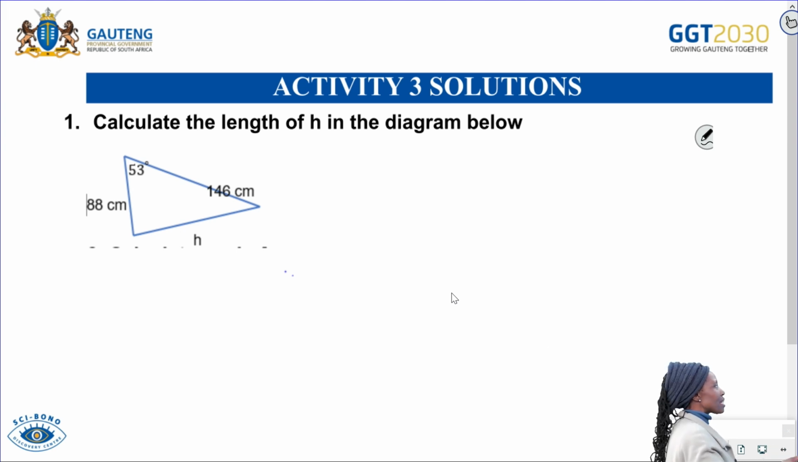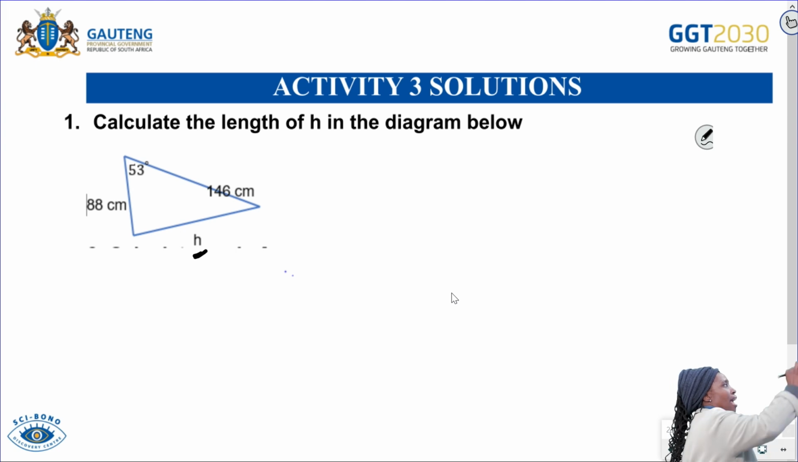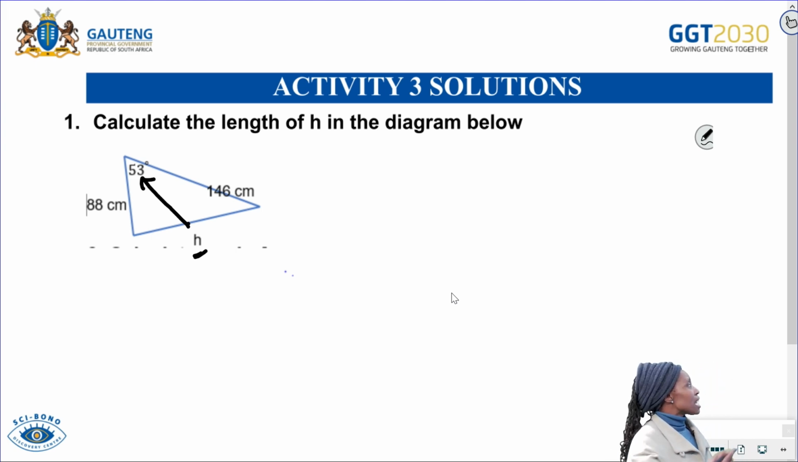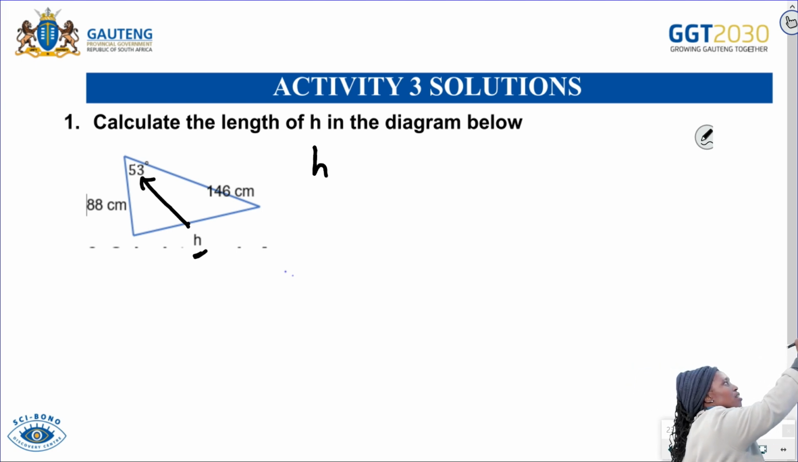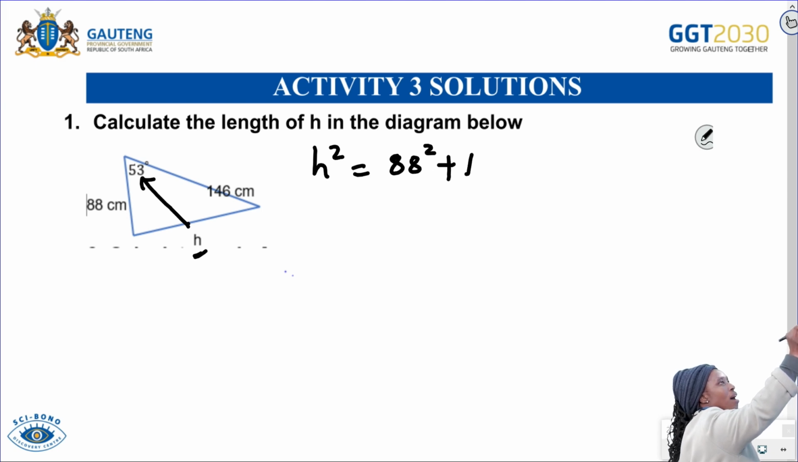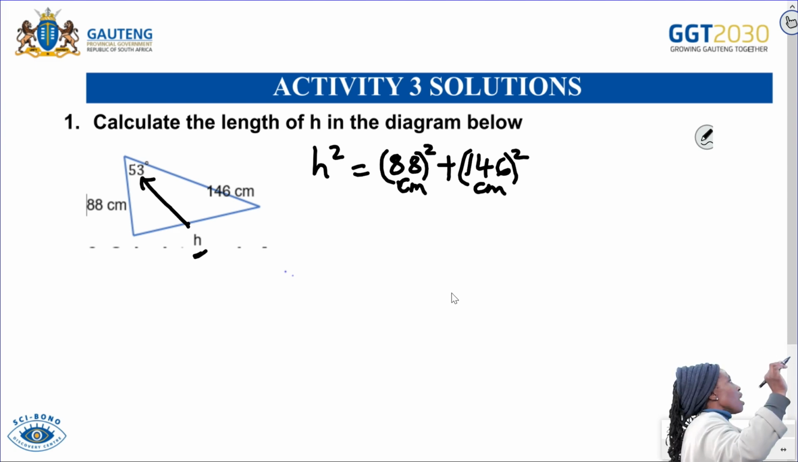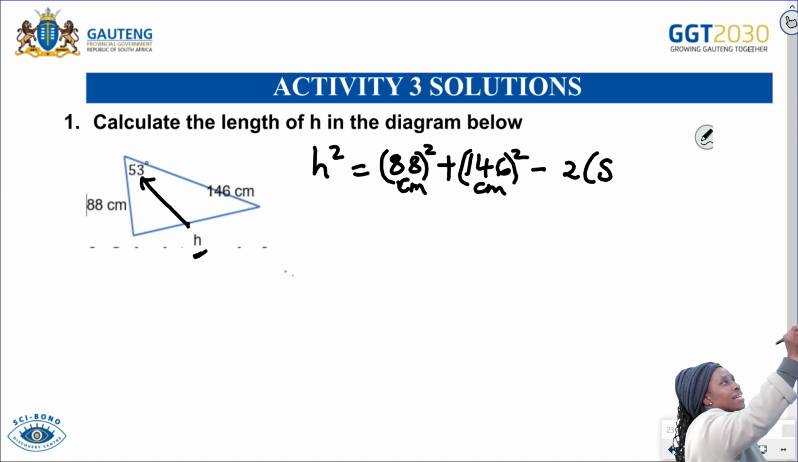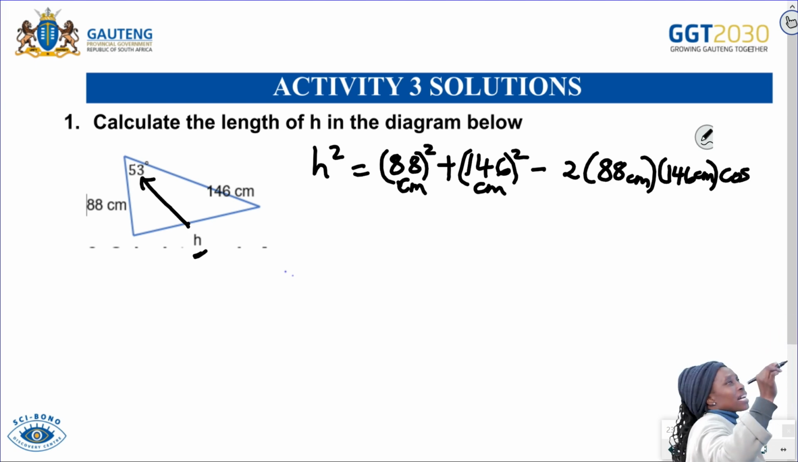And I said the formula that I'm using is the cosine rule. The side that I'm looking for is this one. I will start with this side, and the angle that is facing it is the one that is included, so it's in between the two sides. So I will say H squared equal to 88 squared plus 146 squared, they're centimeters, units, minus 2 into 88 centimeters times 146 centimeters, cos of the included angle, which is 53 degrees.